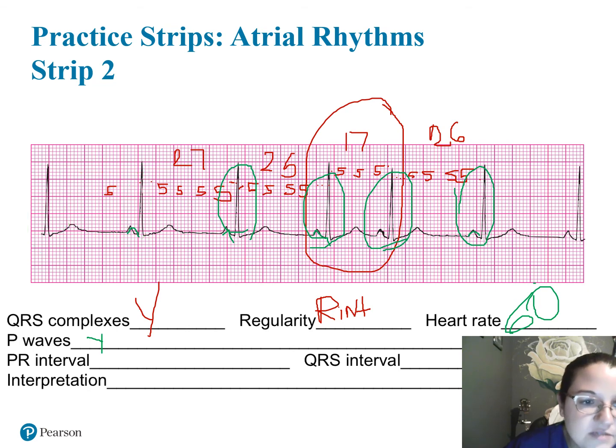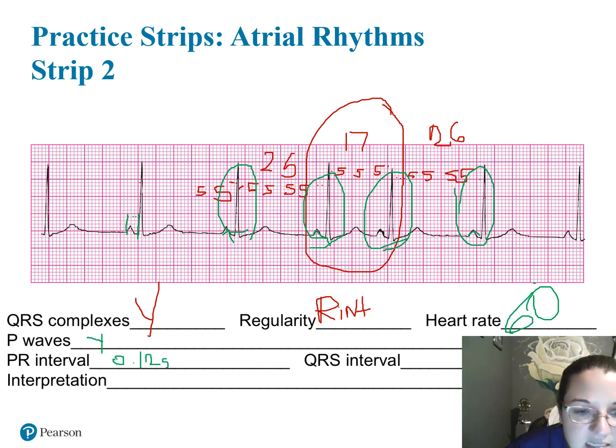So I'm going to erase this first section so we can get it. My PR interval, we're going to measure from the beginning of the P wave to the beginning of the QRS. So here's the very beginning of that P wave. And that QRS begins right on that dark line, which makes it easier for us. So how many boxes are in between? 1, 2, 3. What is 3 times 4? 12.